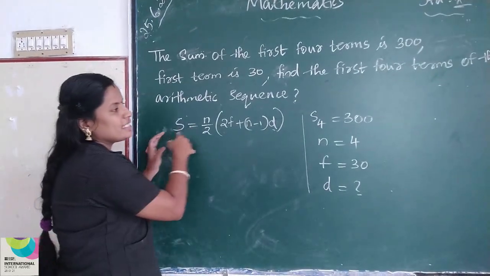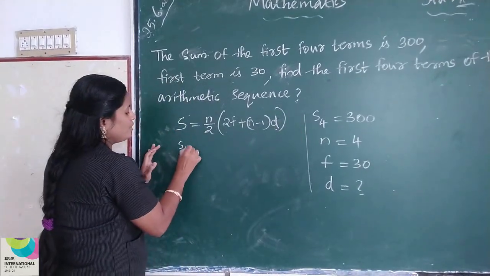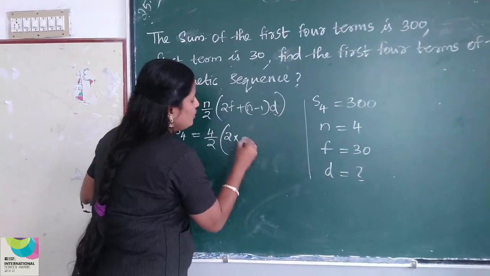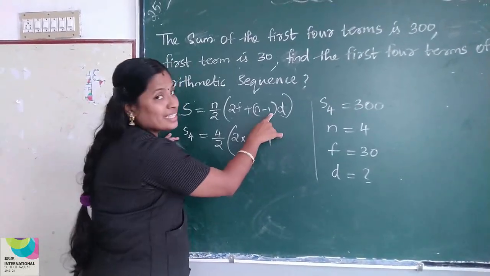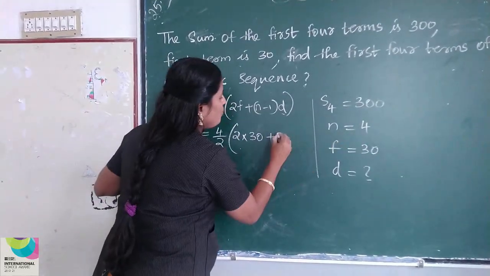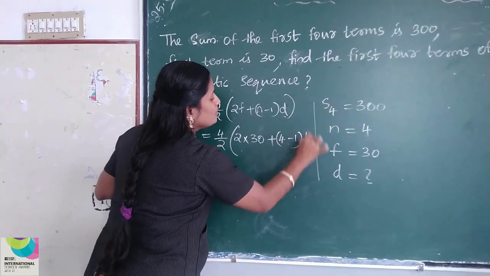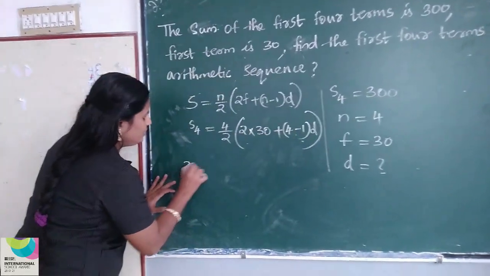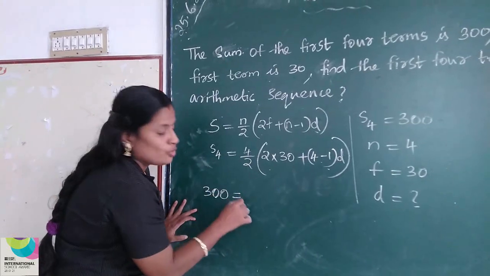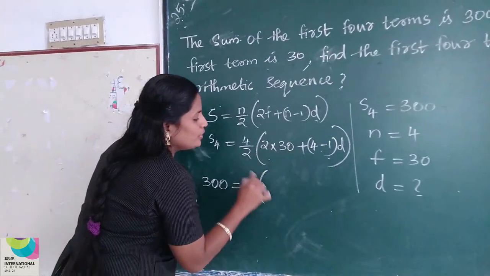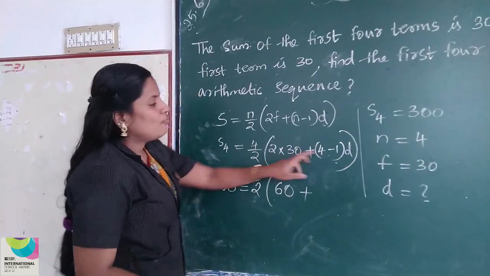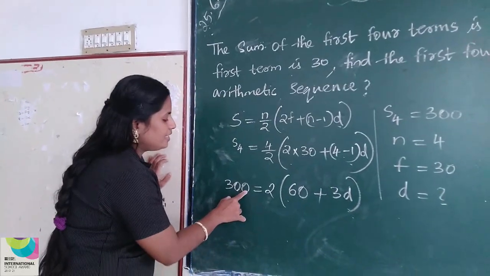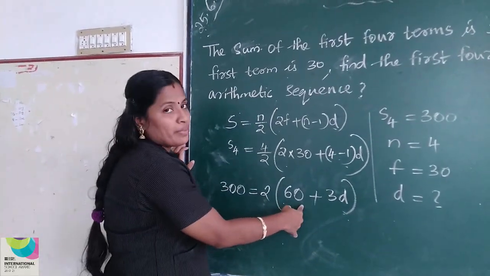That is the sum of 4 terms. S4 equal to 4 by 2 into 2 into f, f equal to 30, plus n minus 1. What is n? n equal to 4. 4 minus 1 into d. S4 is 300. 300 equal to 4 by 2 into 2 into 30, 60, plus 4 minus 1, that is 3, 3d. 300 equal to 2 into 60 plus 3d.